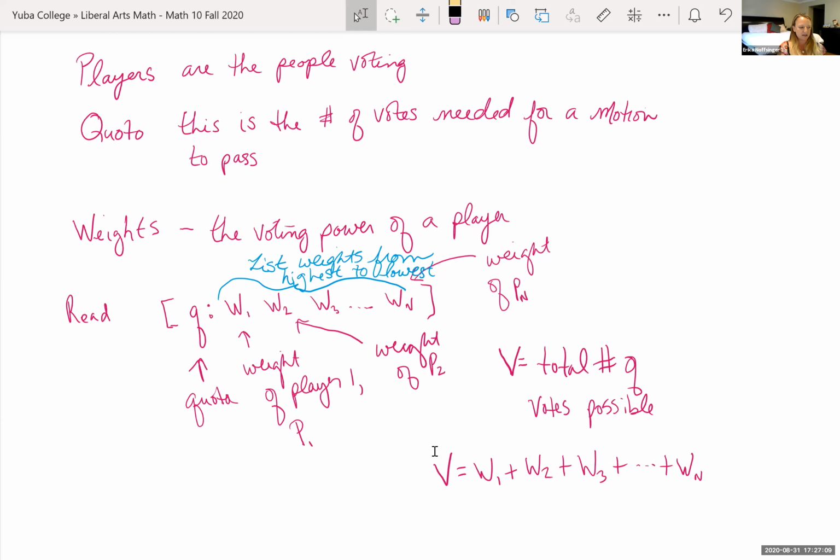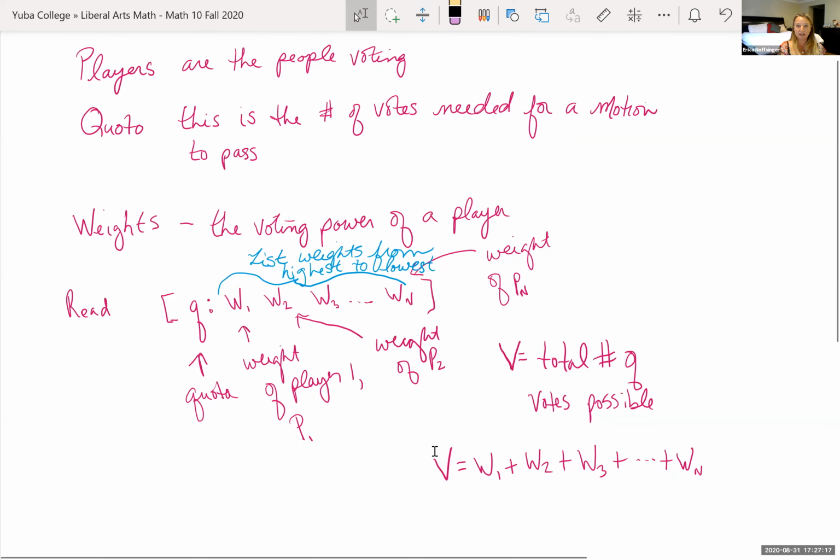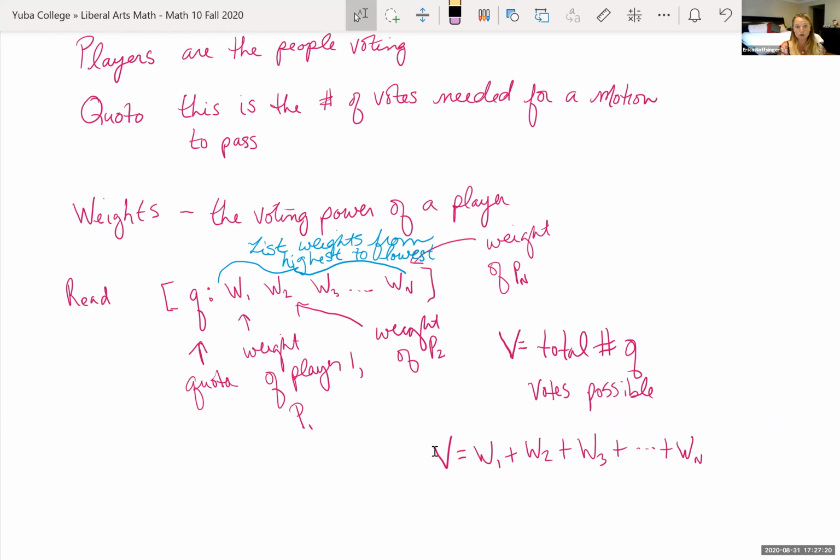Another thing you need to be able to do is find a fraction of a number. So if they said the motion needs 2/3 of the vote to pass, you need to know that when you're taking a fraction of a number, you're multiplying. You need to know how to multiply fractions. You need to know how to reduce fractions. Those were the things I was thinking my students need to know or recall while going through at least these first couple sections.